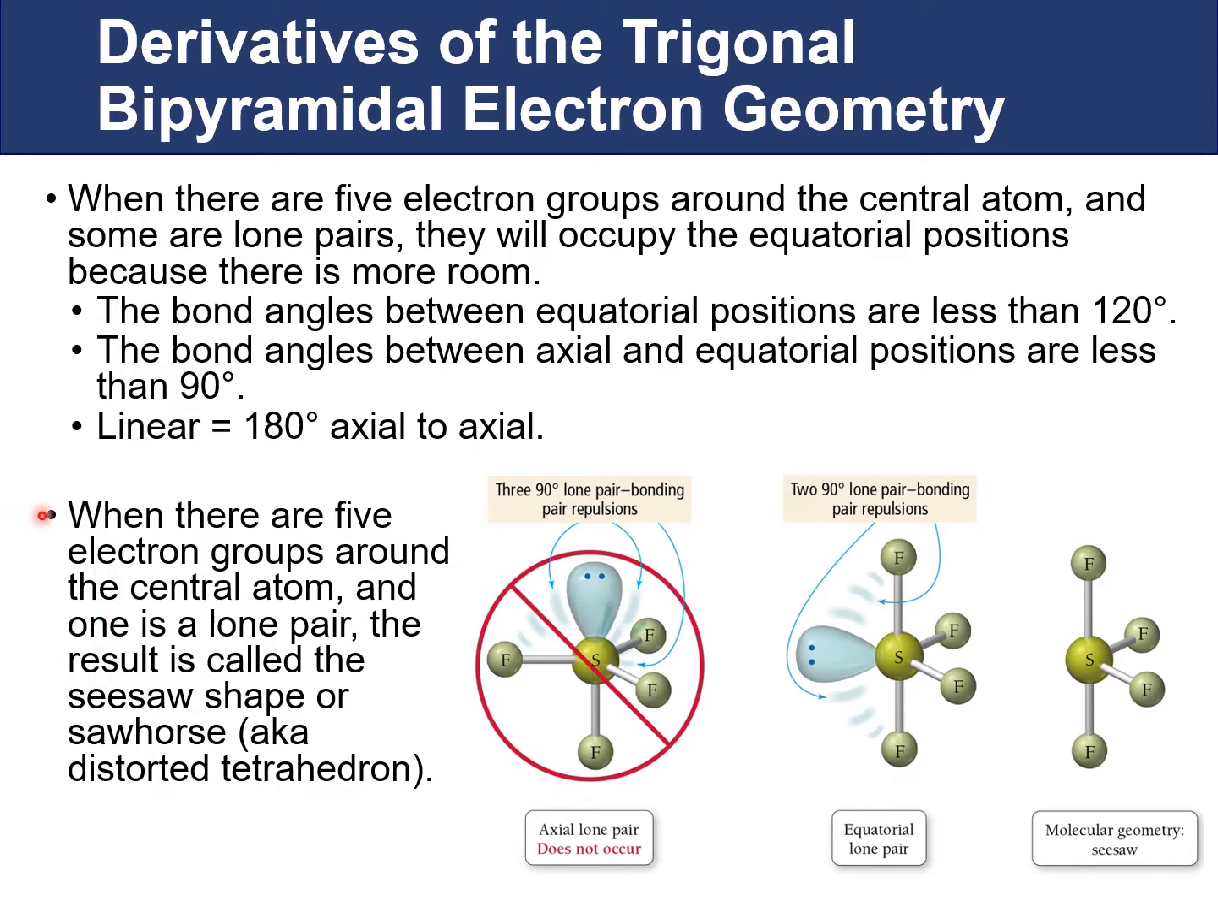So when there are 5 electron groups around the central atom and one is a lone pair, we call the resulting structure a seesaw shape or sawhorse, though the seesaw is the much more common name. The reason it is called a seesaw is if you place these 2 on a table, then the other 2 groups, those in the axial position, would form a seesaw-like shape.